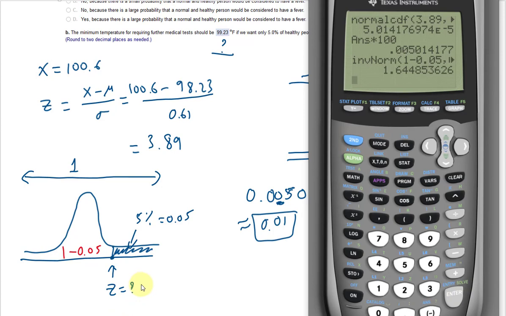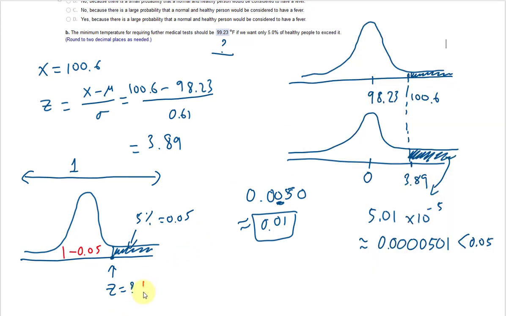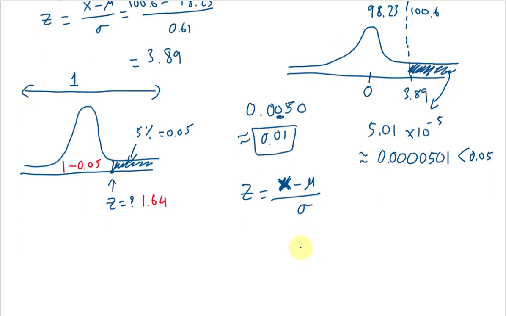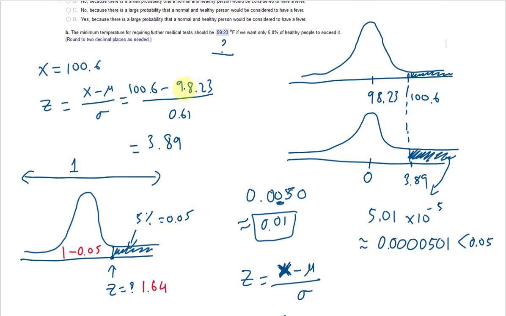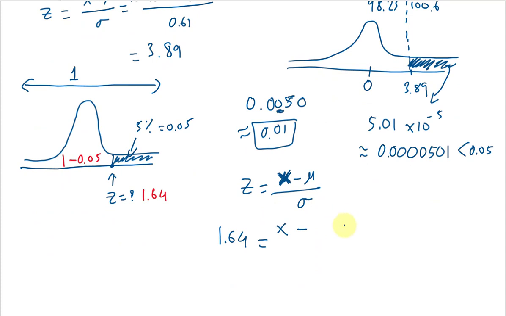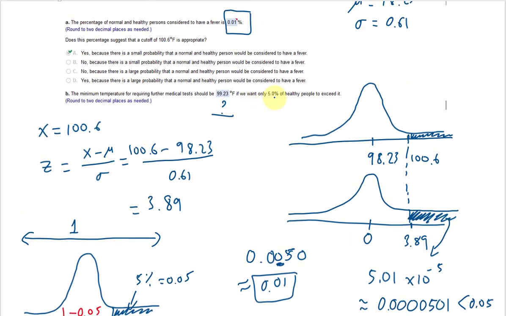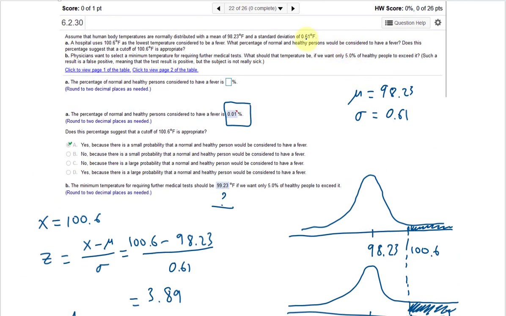So we have the z-score of 1.64, 2 decimal places. This is the z-score only, but we are looking to get back to the real temperature. We know that the z-score equals the x value minus the mean, over sigma. Now we know the z-score is 1.64. We are looking for the temperature x. The mean is still 98.23, and the sigma here is 0.61.